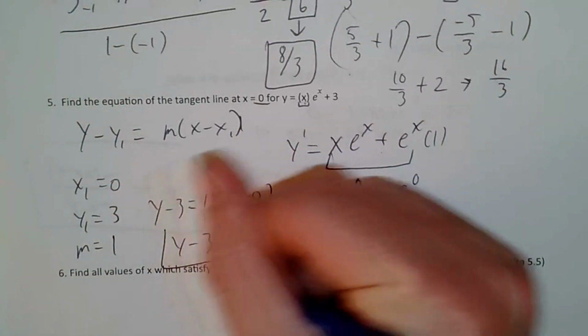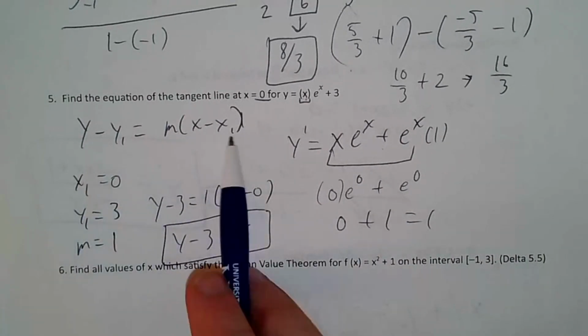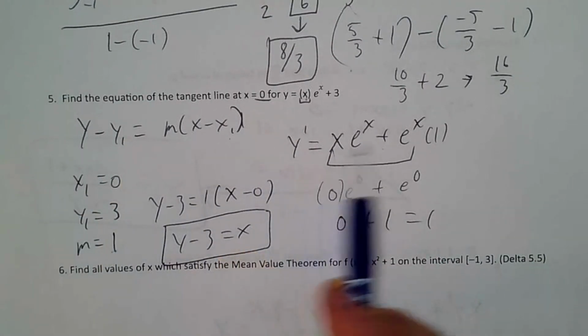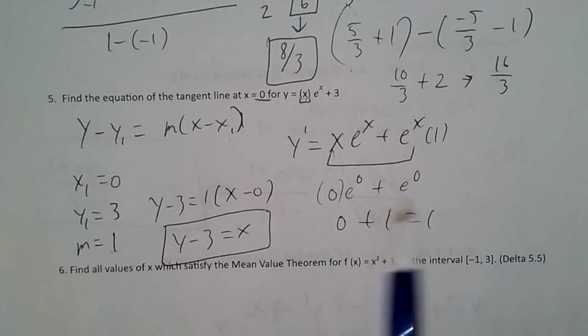Okay, so that's fine. So for this one, you write the formula, you start labeling your x's and y's and your m. You get the y by plugging in the x into the equation. You get the m by taking the derivative of y and then plugging in x into that.